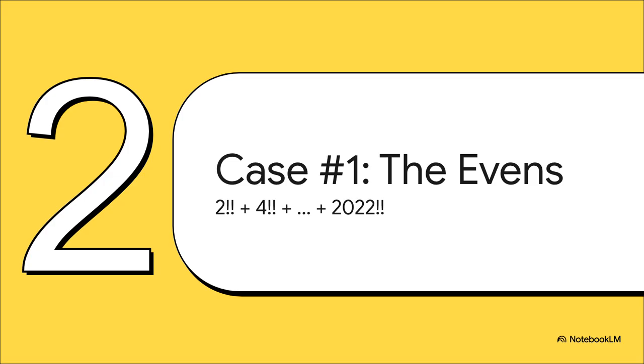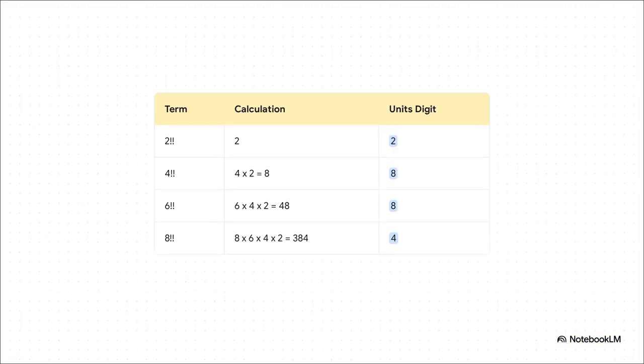Our mission: find the units digit of this huge sum of even double factorials. Now, obviously, we can't calculate the whole thing. That would be crazy. So we're going to have to look for some clues. Let's start gathering evidence. We'll just calculate the first few terms.